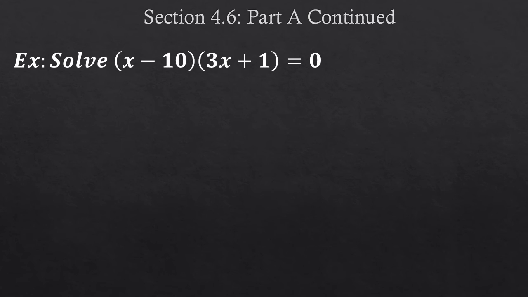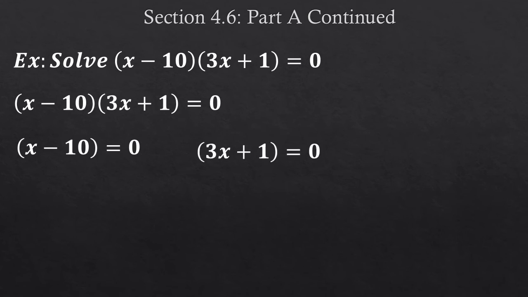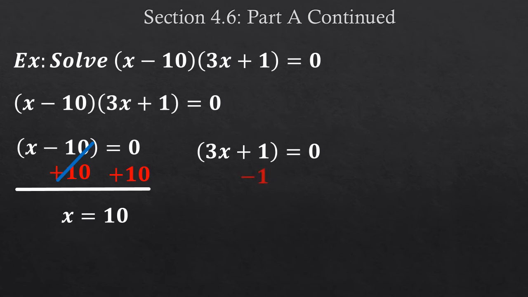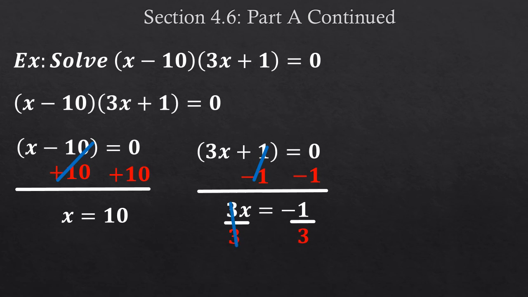Same process here. Set both factors equal to 0 and then solve for the variable. First factor, add 10 to both sides. x equals 10. Second factor, subtract 1 on both sides. 3x equals negative 1. Divide both sides by 3. x equals negative 1/3.